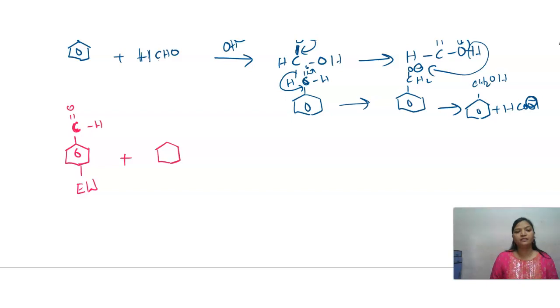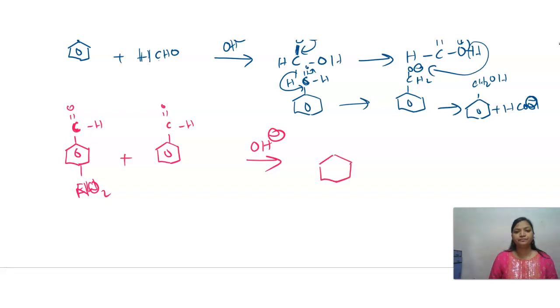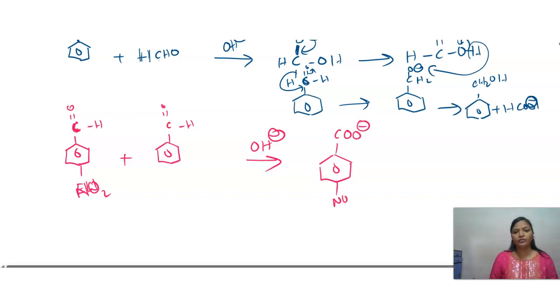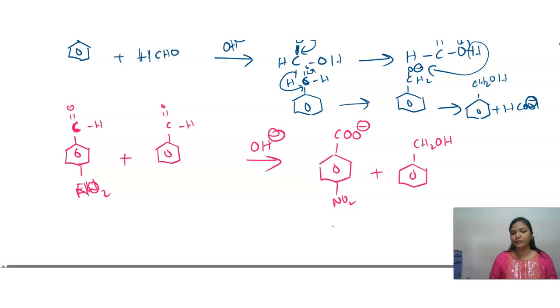If it is a normal benzaldehyde, with an electron withdrawing group like NO2 that we can take here, then in presence of OH minus, it will give COO minus and NO2 here, and CH2OH here, which is the reduced product. This is the oxidized product and the reduced product.